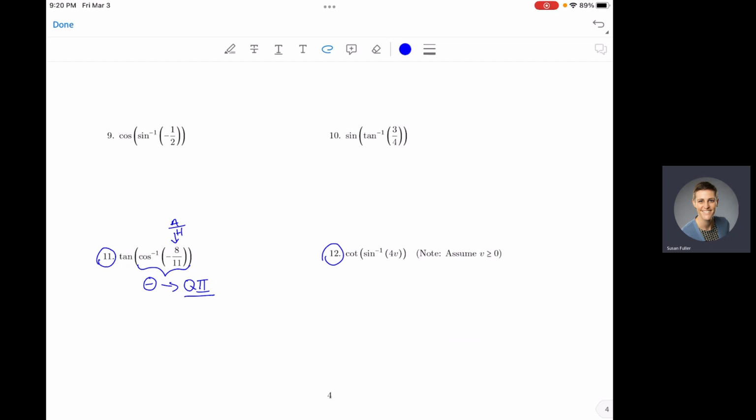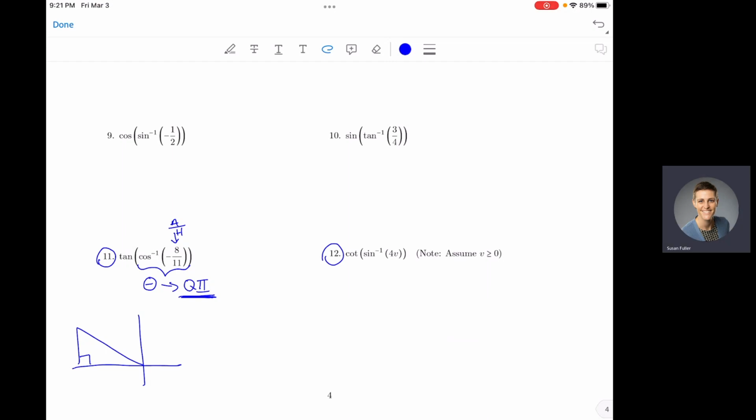Okay, negative 8 over 11, that ratio does not live on the unit circle or our special triangles. So if it doesn't live on the unit circle, we're going to have to draw a triangle. And again, we're drawing our triangle in quadrant 2 because arc cosine will return us an angle in quadrant 2. So I'm going to draw my triangle in quadrant 2.